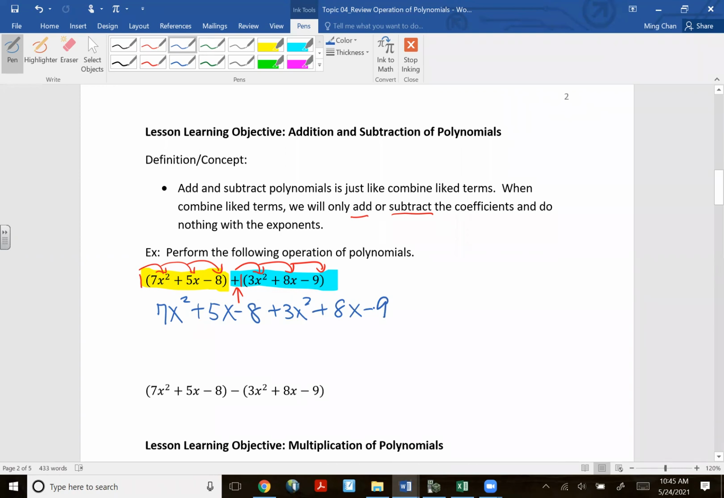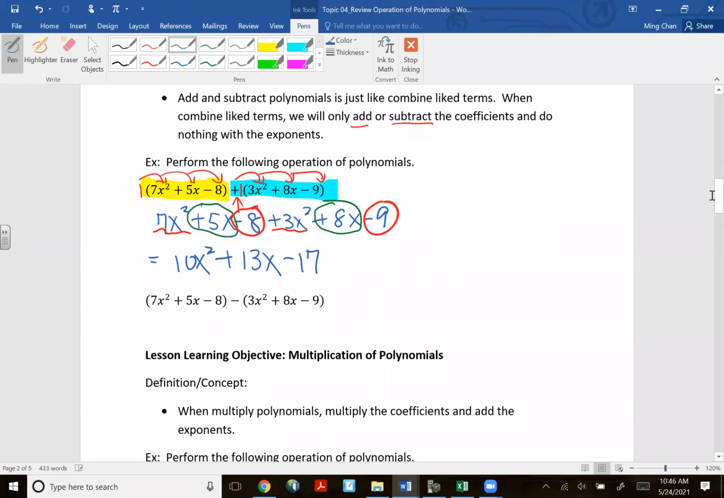Combine like terms. The degree of the polynomial is 2, the highest exponent is 2, so those terms should be combined first. 7x squared plus 3x squared gives me 10x squared. The x to the first goes next: 5x plus ax is 13x. Negative 8 minus 9, terms with the same sign we add, so that should be negative 17. Okay, so that's all it is.